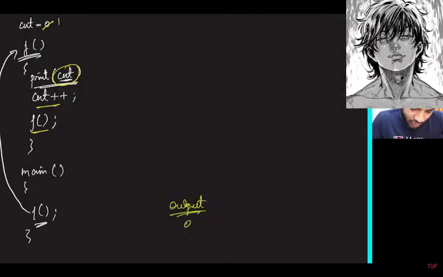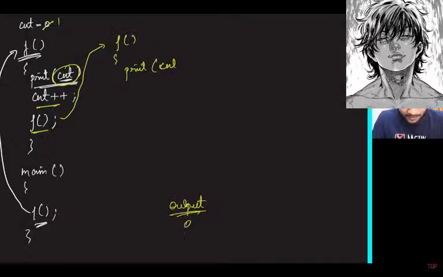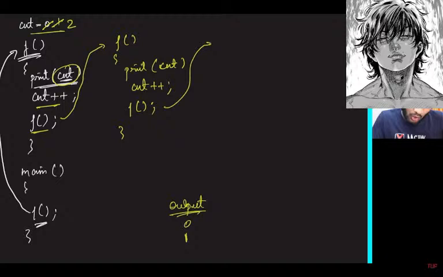And after this, the function will again be called, f of 0. And again print of count will be called. But this time the counter value is 1. So 1 will be printed. Again you'll do a counter plus plus. So counter is increased to 2. Again you'll call this function. And again this will call someone else. So it keeps on going like this.